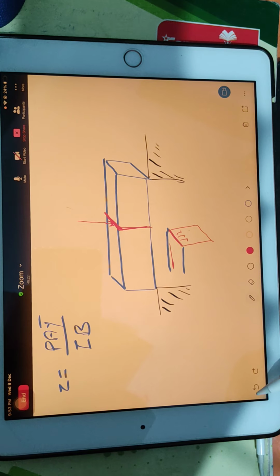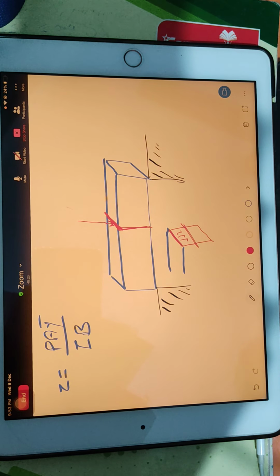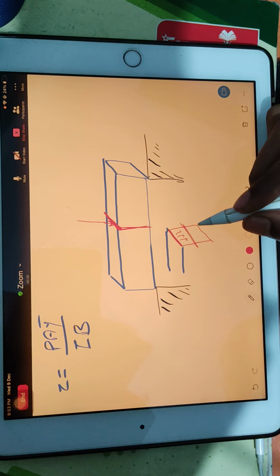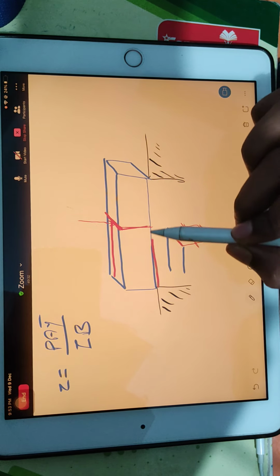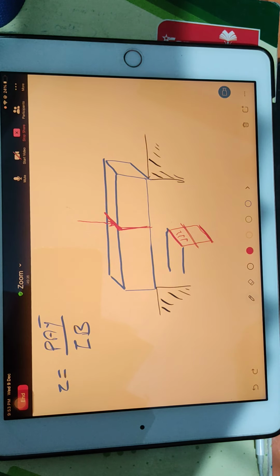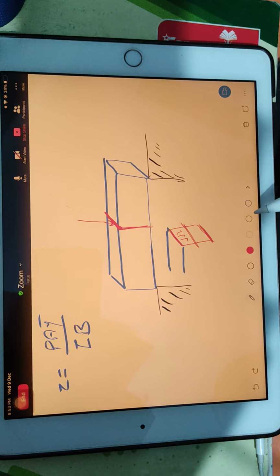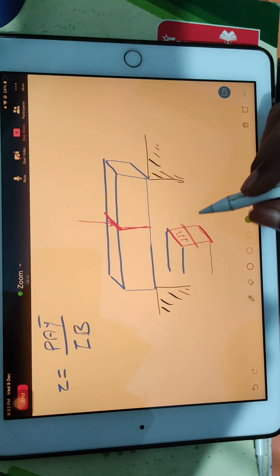So at the top shear force will be zero, in the middle shear force will be maximum, and again at the bottom, here you have zero shear force, shear stress, here you have zero shear stress, and in the middle of the beam you have maximum shear stress. So that shear stress maximum, how will you understand?